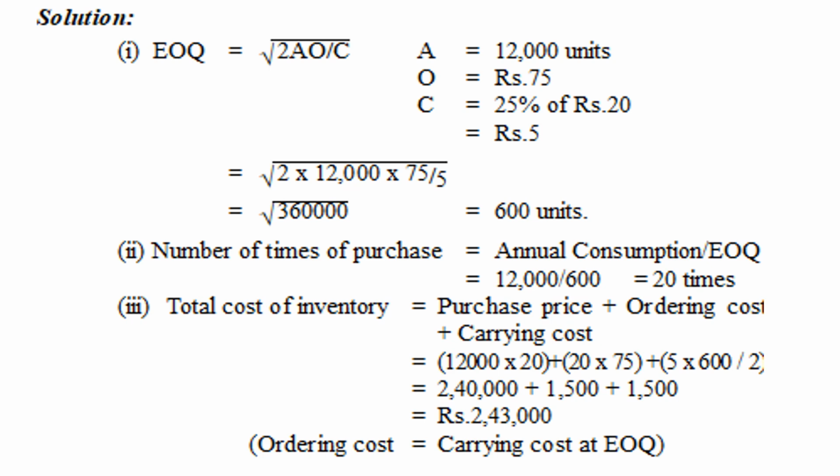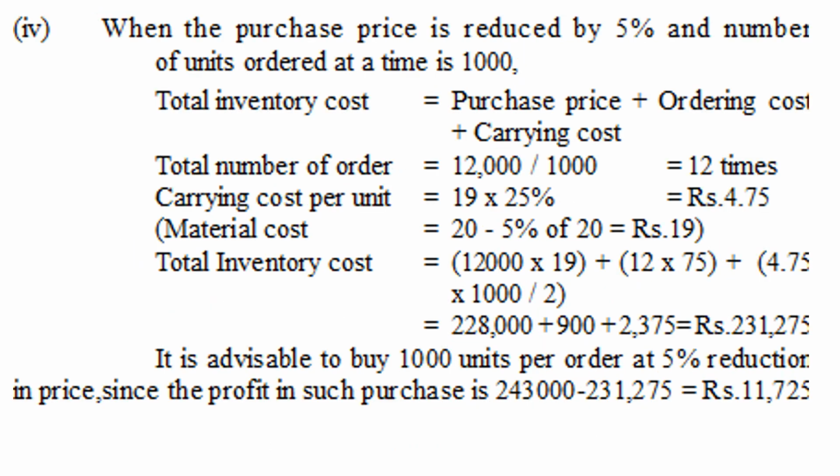Solution. The value of EOQ is calculated as 600 units. Number of times of purchase is calculated as 20 times. The third value is 2 lakh 43 thousand rupees. Ordering cost at EOQ is 20 into 75 equals rupees 1,500. Carrying cost is 5 into 600 by 2 equals rupees 1,500. The calculation related to total inventory cost and the profit out of it are well known from the calculations.